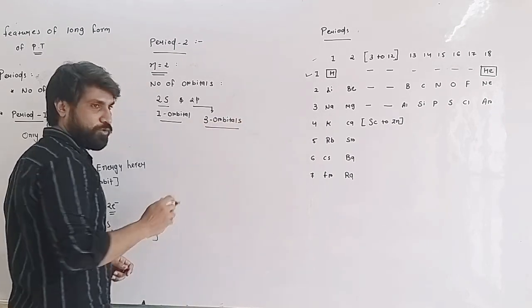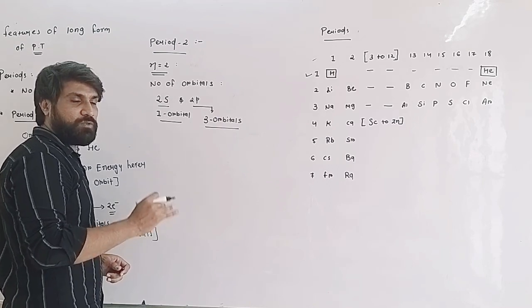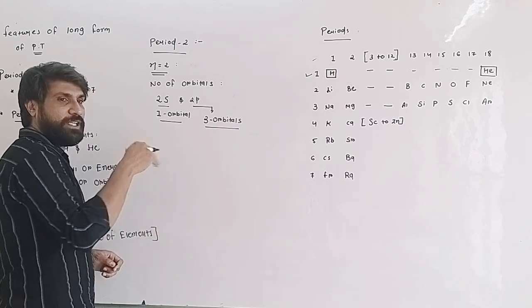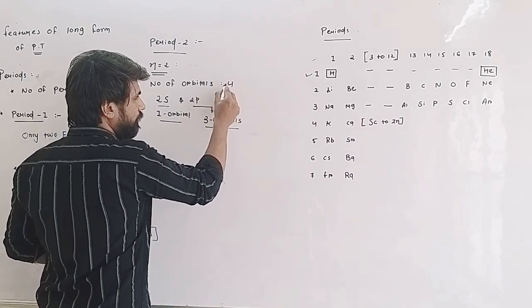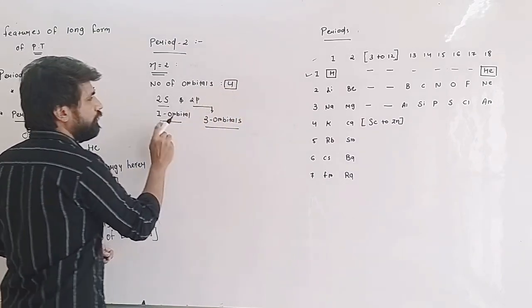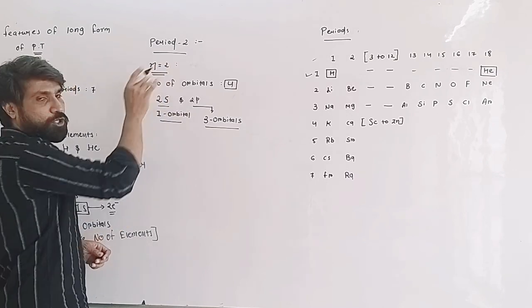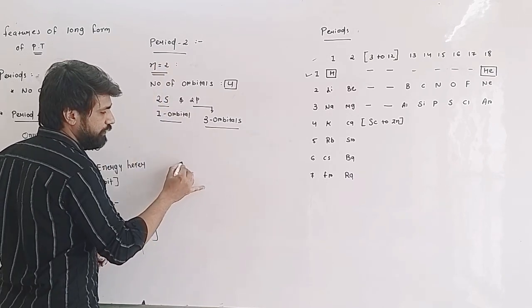Then total 3 orbitals are there. Which ones? You remember that now? P means 1, so plus 1, 0 and minus 1. And S means 0, so only 0, so only 1 orbital. So total number of orbitals will be 4. Why? 2s and 2p are there in n is equal to 2.